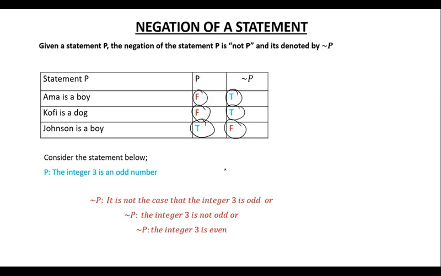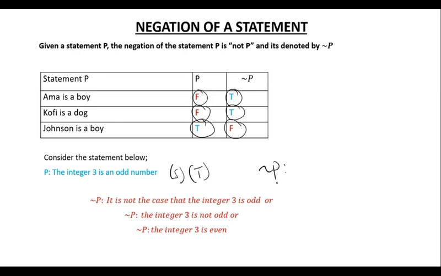P is the statement that we have, and it states the integer 3 is an odd number. Now, this is a statement, and it is a true statement because the integer 3 is an odd number. But what if we negate this statement? How do we write the negation of the statement P? That is the negation of P. How do we write these statements?